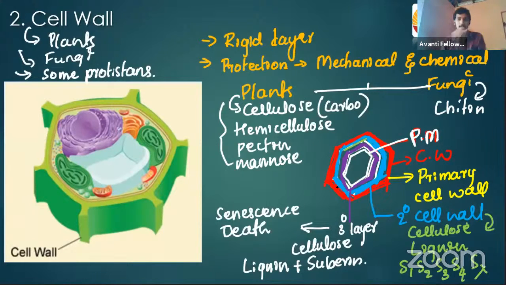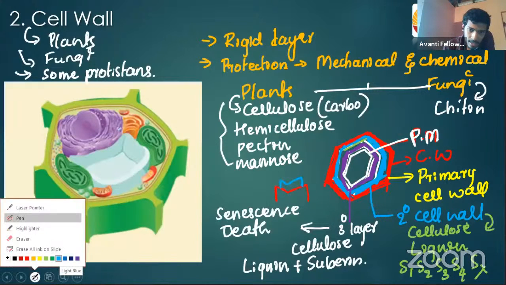Remember, don't miss the terms. Okay. I'll write the diagram in another section, something like this. Outer layer, next layer will be, we used blue color, right? Second layer will be the secondary layer, and the third one will be the tertiary layer, and the last one will be the plasma membrane, right?